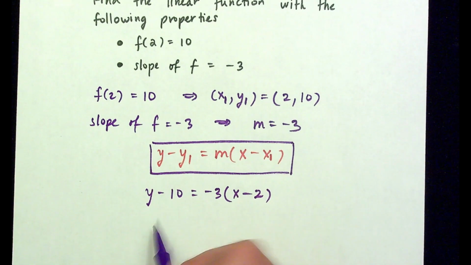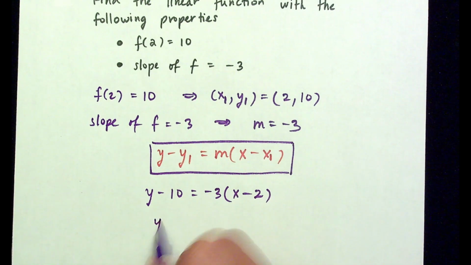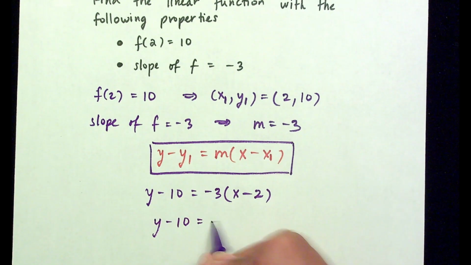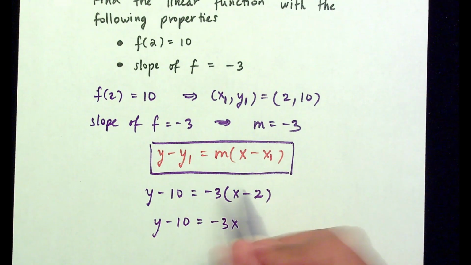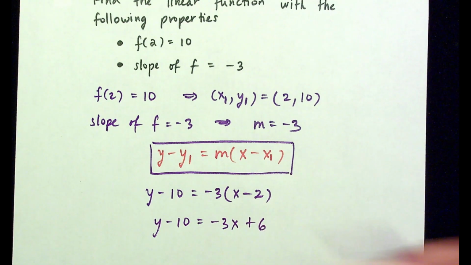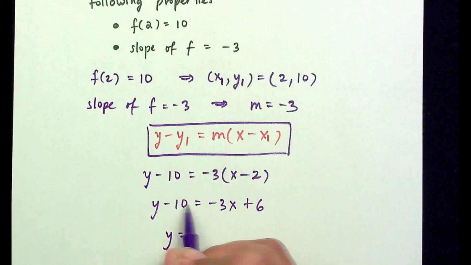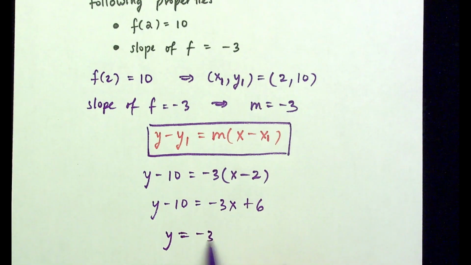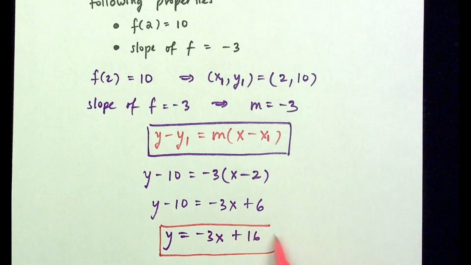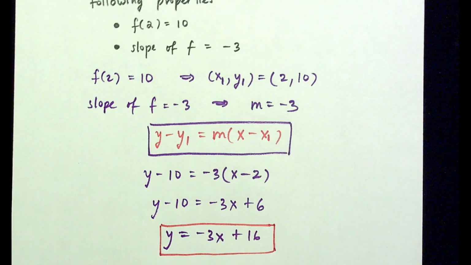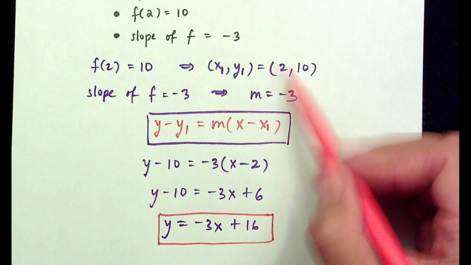Now let's solve for y and simplify. So this is y minus 10 equals -3x. Multiplying here, you get +6. And then lastly, add 10 on both sides, move this 10. It will be 6 plus 10, so that would be 16. So that is the equation of the line that passes through this point and has this slope.